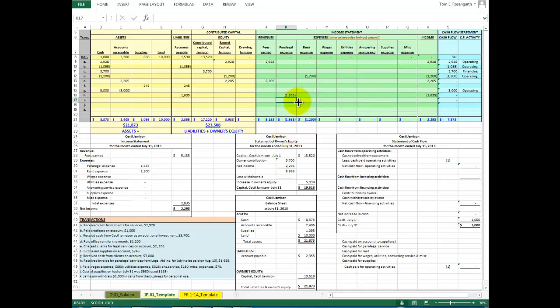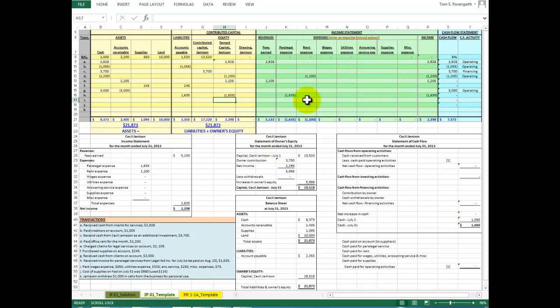Okay, the expense decreases income, and this decrease in income will be reflected in Cecil Jameson's capital account. Because no cash was received or paid, there is no effect on the statement of cash flow. In transaction I, Cecil Jameson paid a variety of expenses. So let's just log those particular expenses.